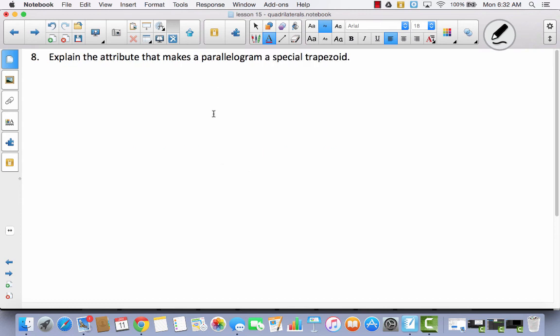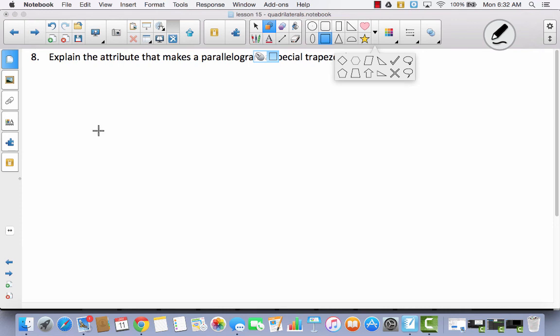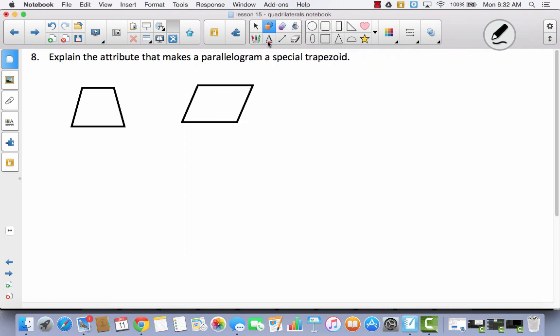All right, let's look at number 8. Explain the attributes that make a parallelogram a special trapezoid. So again, if you think about this for a second, okay, so here's my trapezoid, and you don't have to draw this. I just want you to look at these as a comparison, okay? So here's my trapezoid, and here is my parallelogram, okay? Now a trapezoid only needs 1 pair of parallel sides, and that's all a figure has to have to be a trapezoid. So this is a trapezoid. This is a trapezoid too. This is not a parallelogram though, but this is.